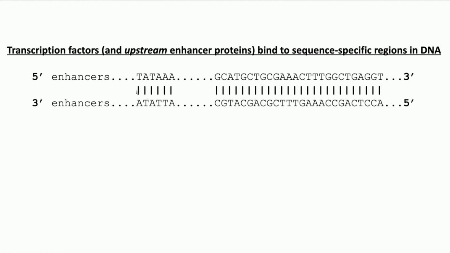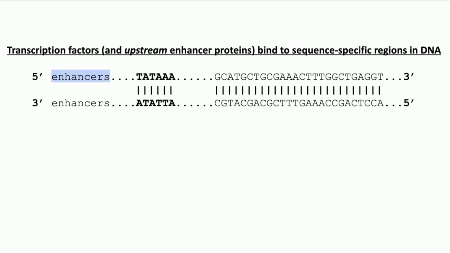The machinery that will do this needs to rely on a couple of features that are in the DNA to know where to begin transcribing a gene. The two features that the machinery will look for are this TA region, which is called a Tata box, and transcription factors, which are proteins, will use this sequence-specific region of DNA to bind to it.